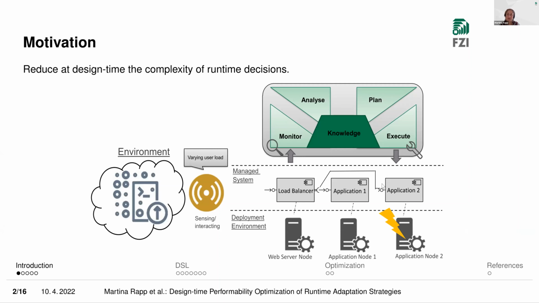Self-adaptive software systems are faced at runtime with various uncertainties, for example, varying workload and different kinds of failures like hardware, software, or network failures. And in order to maintain their quality objective goals, these self-adaptive software systems adapt themselves based on well-defined adaptation strategies to changes that are occurring at runtime.